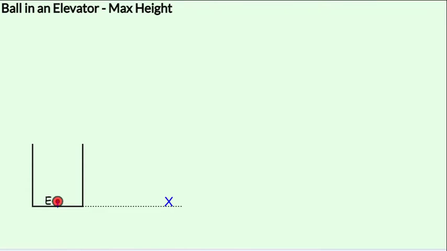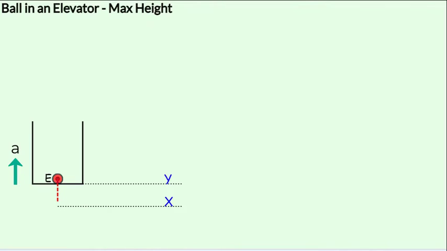We continue from the previous problem where we launched a ball vertically upwards in an accelerating elevator. So the elevator begins from rest at level x and moves vertically upwards with an acceleration of a. When the elevator reaches level y, a ball is fired vertically upwards while the elevator continues accelerating upwards.